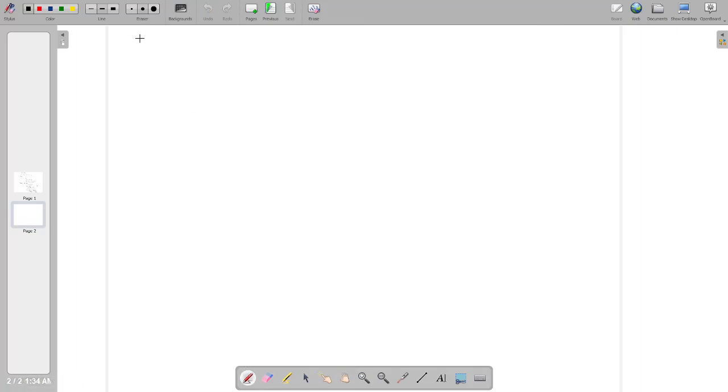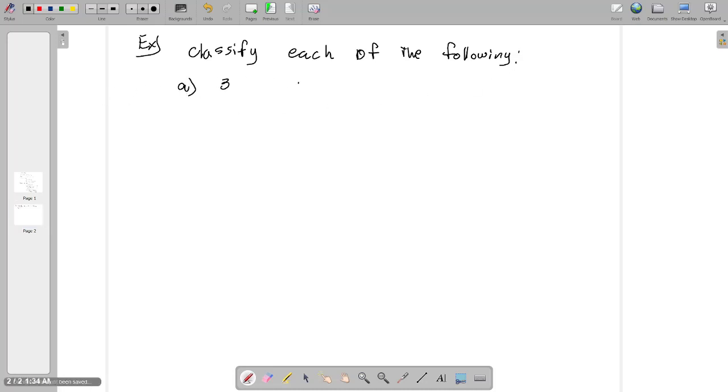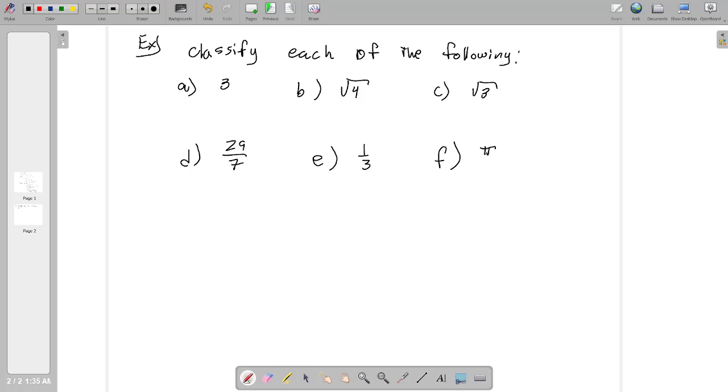Do an example. Classify each of the following into their respective sets. So here we have a, 3, b, square root 4, c, square root 3, d, 29/7, e, 1/3, and f, pi/4.